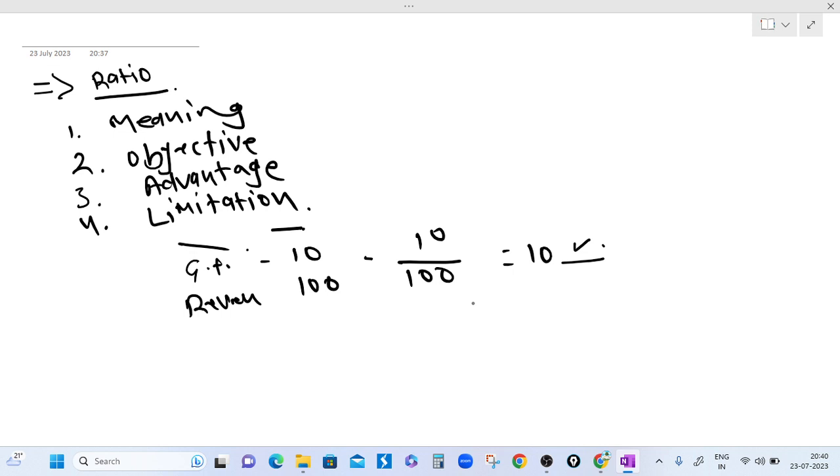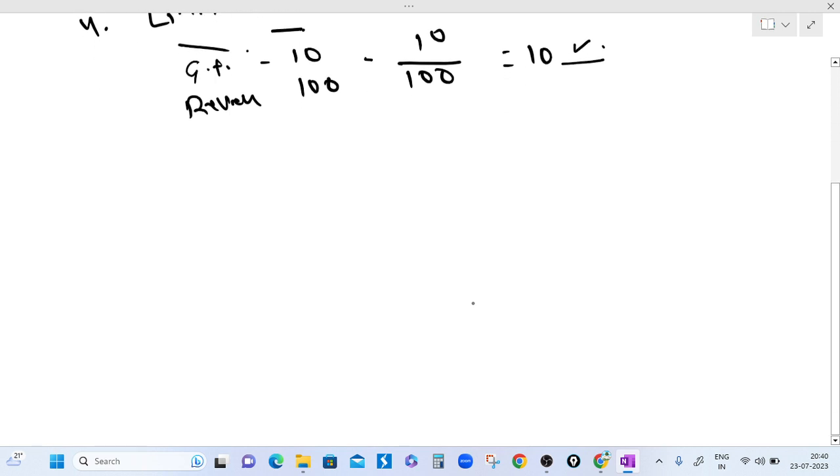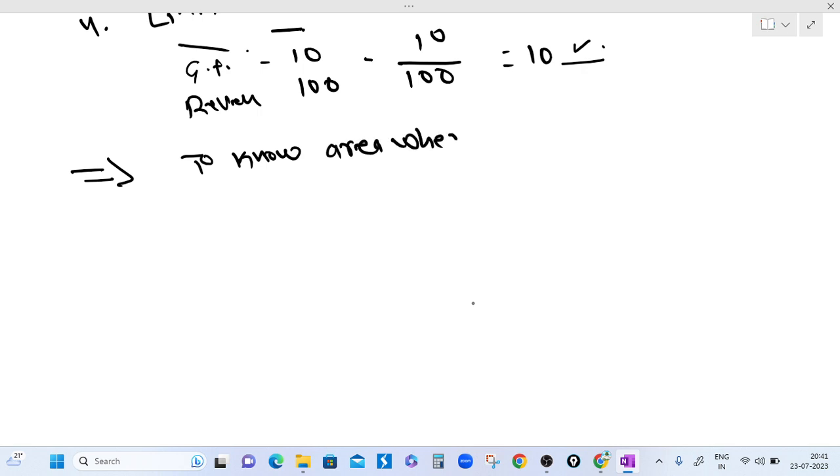Okay. Now, the objective of ratio analysis. Why do companies do ratio analysis? The objective is that from ratio analysis, companies know the areas of the business which need more attention. So, to know the area where more attention is required. If management wants to find out the area where more attention is required, then they do ratio analysis.